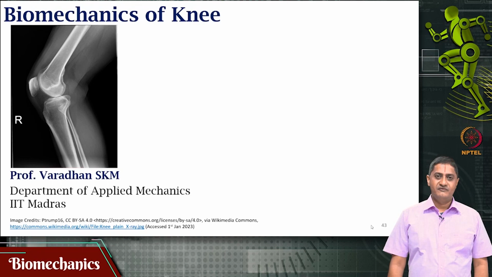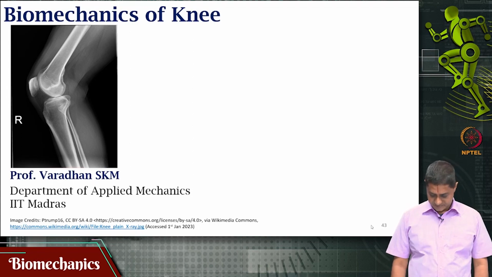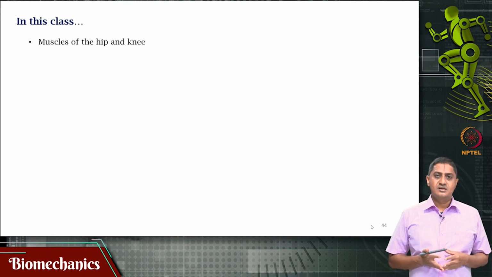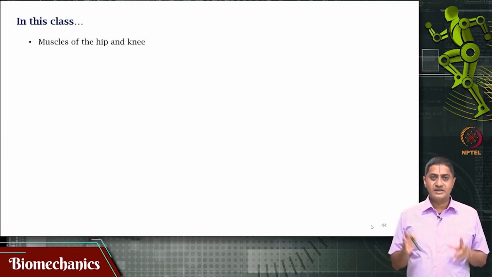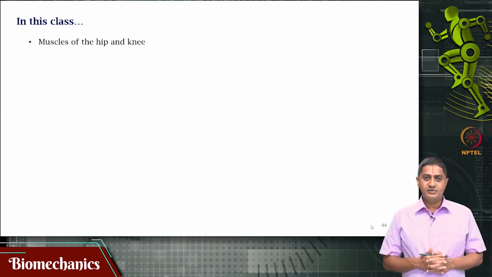In this video, we will be continuing with our discussion on biomechanics of the knee joint. In the previous video, we saw the knee joint, the articulations that are responsible for the so-called knee joint itself, and the movements that are possible at the knee joint. In this video, we will focus on the muscles that are responsible for the knee movements, or the muscles of the hip and the knee.